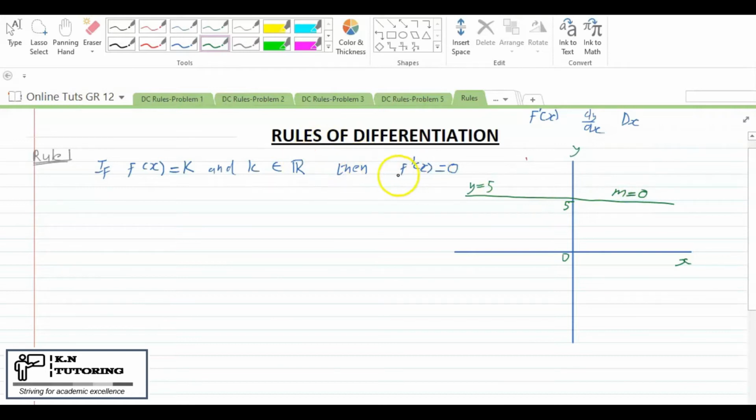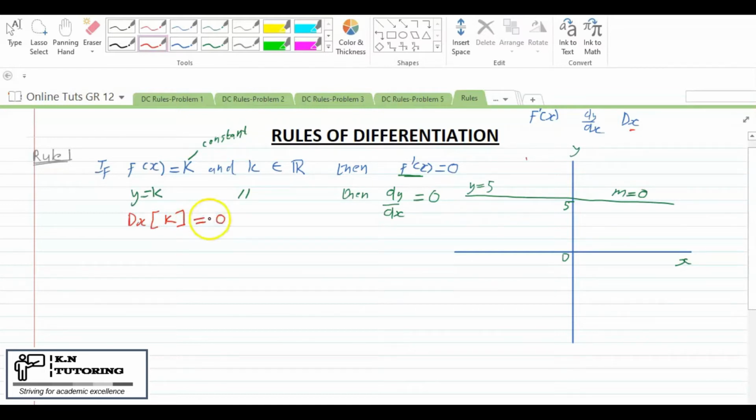So the gradient of this is equal to 0. That's why, remember, this f prime x is the gradient of a constant. The gradient of a constant is equal to 0. Okay? With a different notation, if we are given y equals k, this is still the same. K is an element of the real numbers. Then the derivative is going to be 0. Similarly, if we use this notation, d/dx of k, then the derivative is going to be 0.